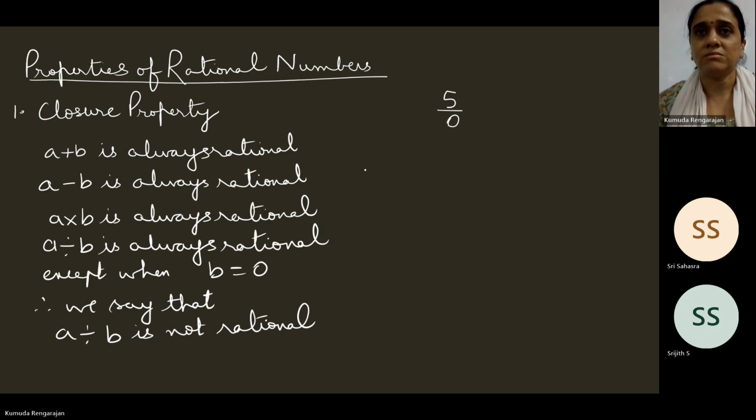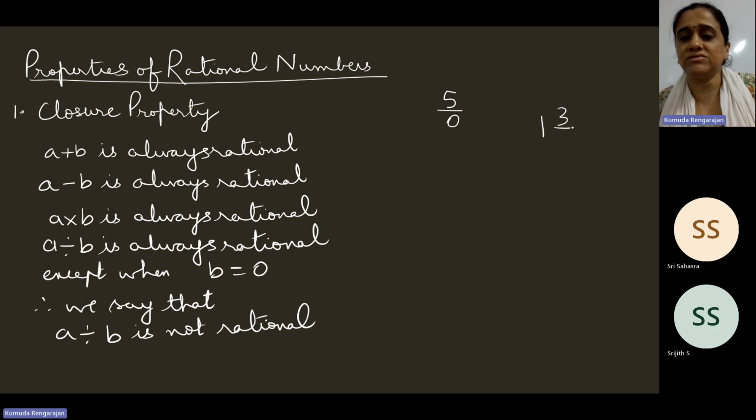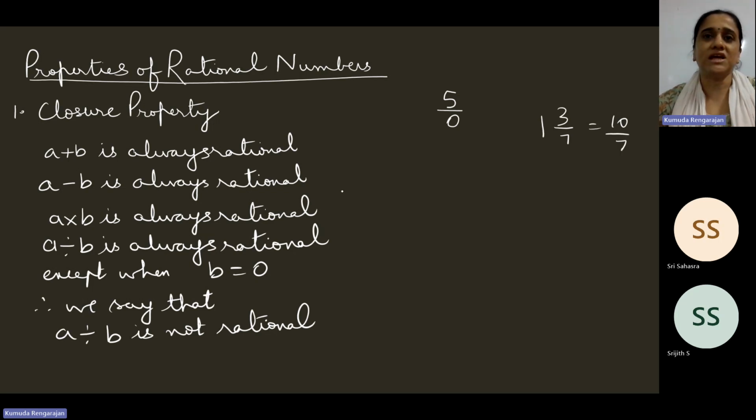Correct. Mixed fractions are also rational numbers. If you take this mixed fraction 1 3 by 7, so 7 into 1 is 7, plus 3, 10, 10 by 7, integer by integer, rational number. Yeah, correct.